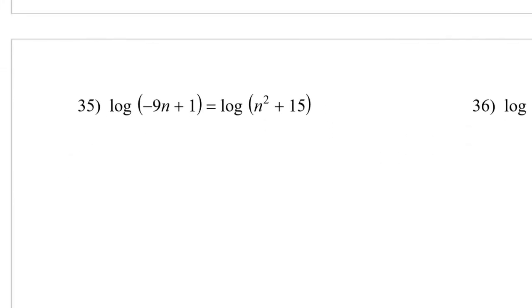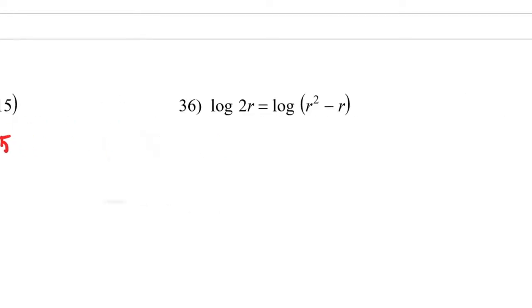Okay, here's log. This log doesn't have a base. Whenever it has no base, what's the base? 10. So it's base 10 on both sides. Drop it. So you're going to have negative 9 plus 1 equals n squared plus 15. That's your step number 1. Okay, here's number 36. Here is log base 10 on both sides. We're going to do what? Drop it. Then it's 2r equals r squared minus r.